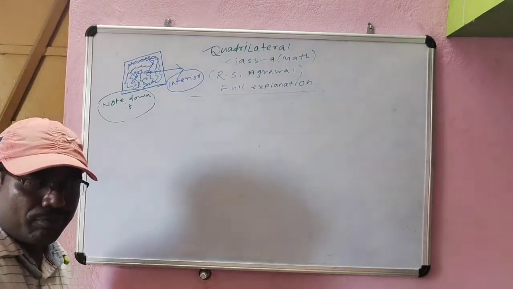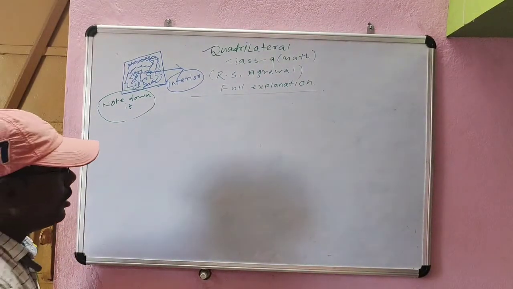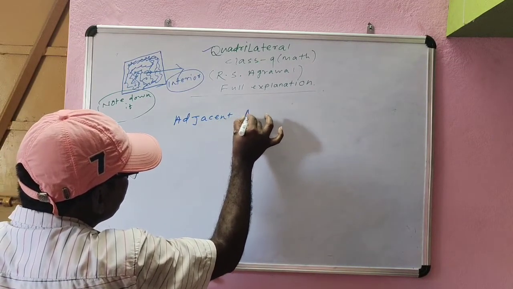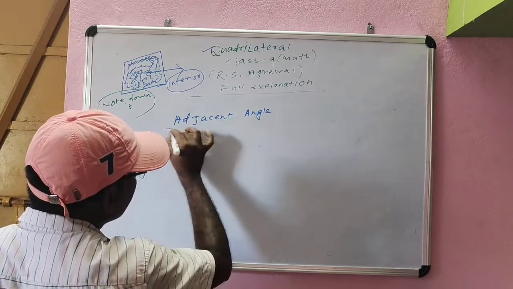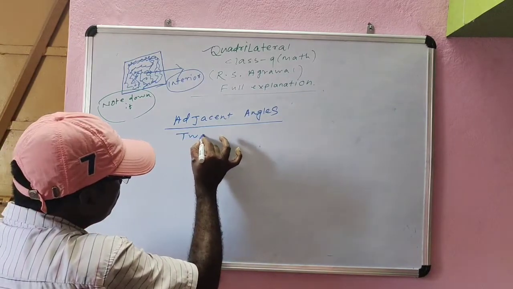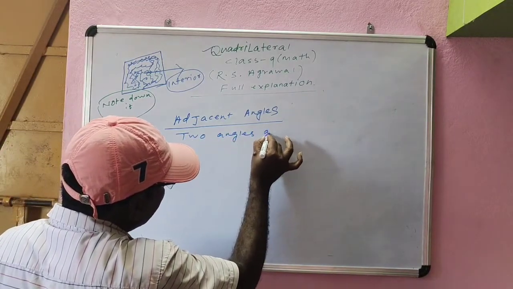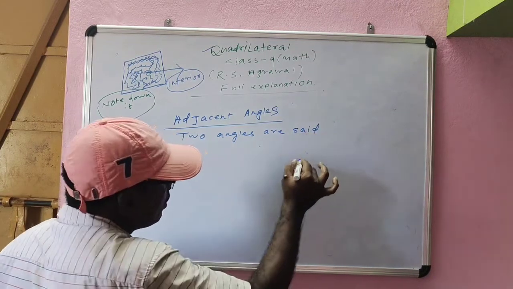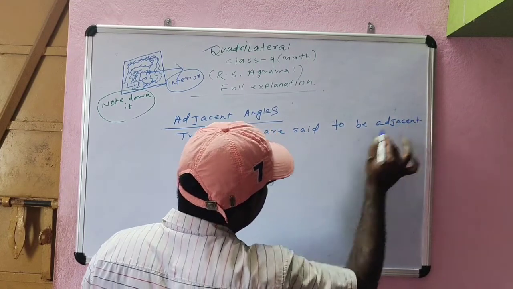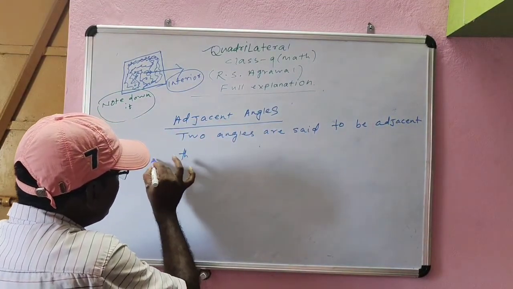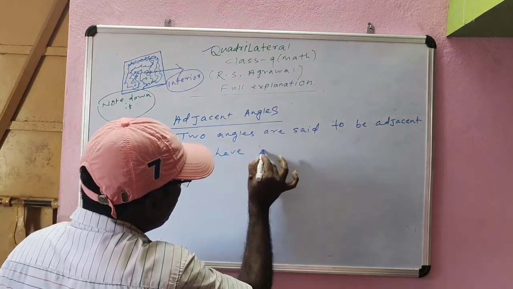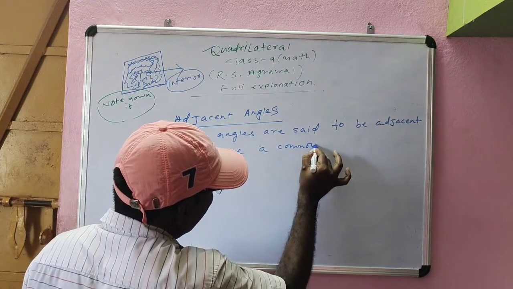Now angle, adjacent angle, opposite angle. So, what do you mean by adjacent angle? Two angles are said to be adjacent if they have a common arm.